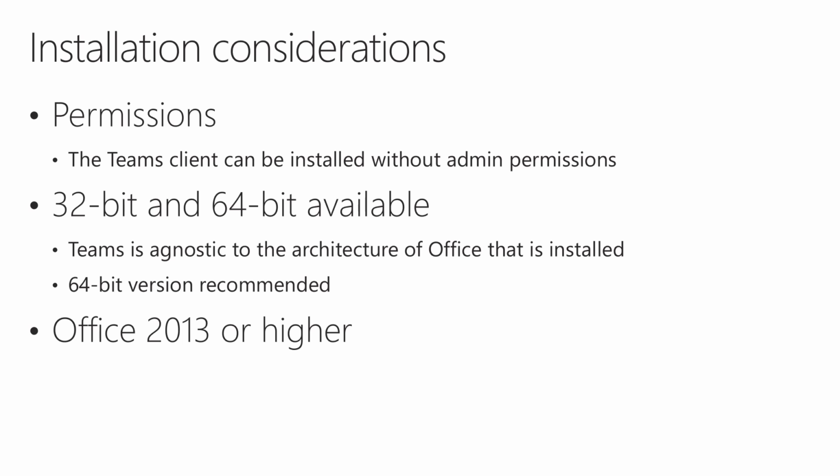What does a user need to consider if they want to install Teams? From a permission perspective, not really anything. The Teams client can be installed without any admin permission. There's a 32-bit and a 64-bit version of the Teams client available. Teams is agnostic to the architecture of Office that is installed. So even if you're running Office in 32 bits, you can run Teams in 64 bits and you will get all the features, including the integration into Office and the Outlook add-in. We always recommend to use the 64-bit version of Teams. Please also note, for an integration to Office, you need to have Office 2013 or a newer version.